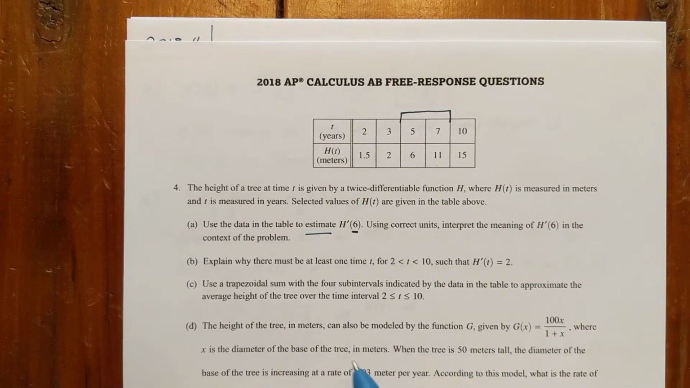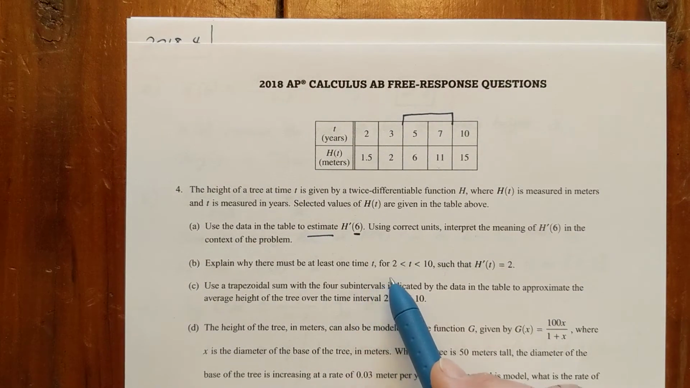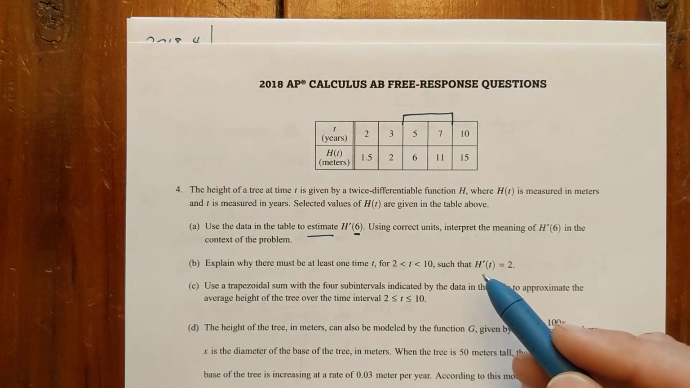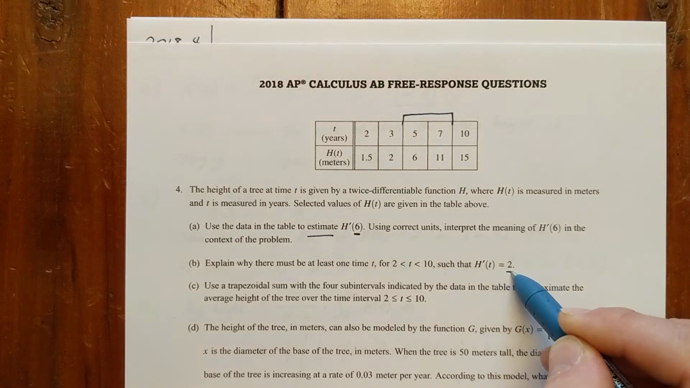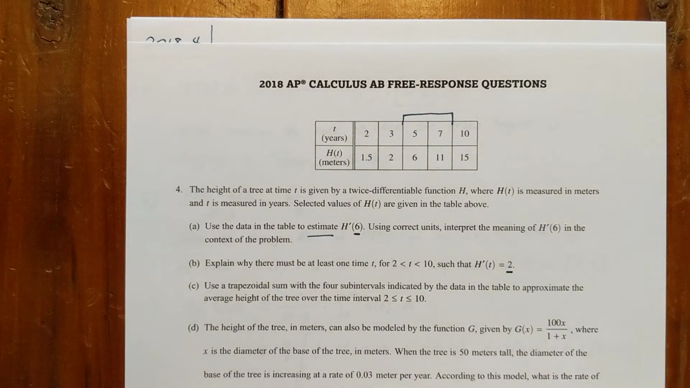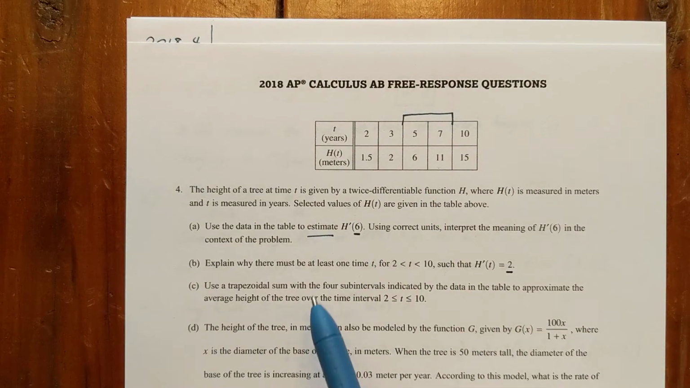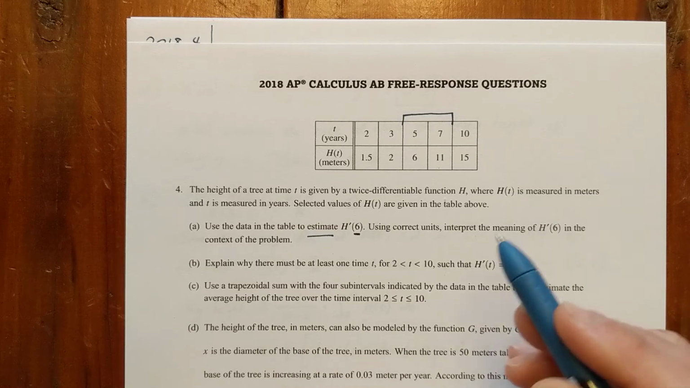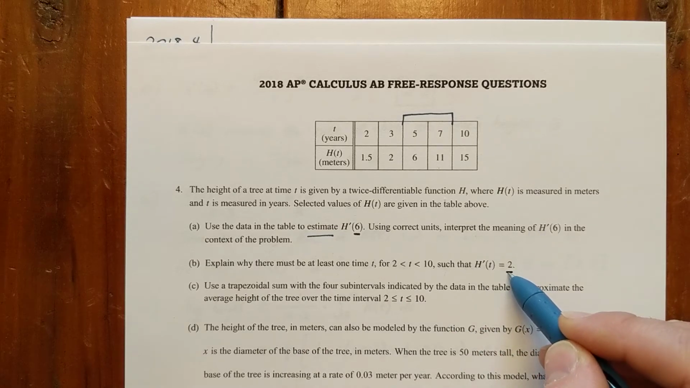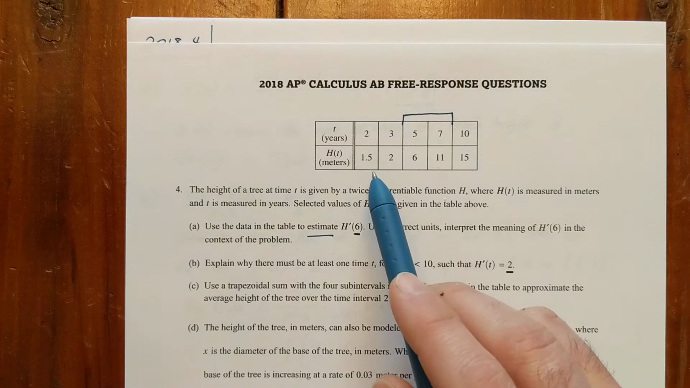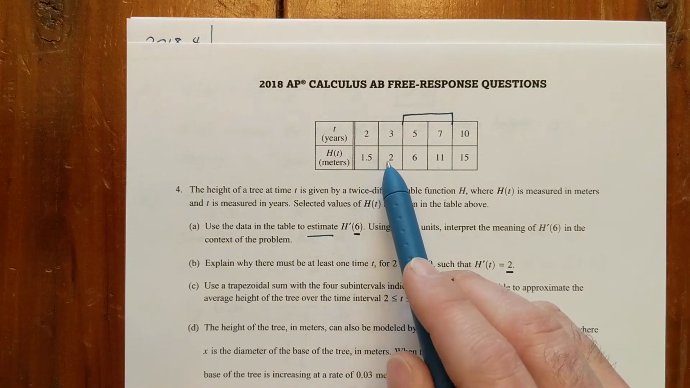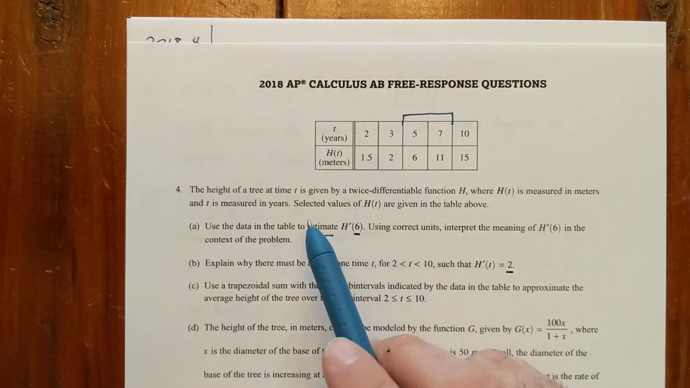Question B, explain why there must be at least one time t in between 2 and 10 such that h prime of t is equal to 2. This again is something, a question type that you're going to see a decent amount, and in almost every case that they do that, the value that they chose here was not random. They chose 2 specifically because if we go back and look at the table, we should be able to find, much like we did in part A, an average rate of change here where that AROC is going to be exactly 2. So I was looking for a spot right here where the change in y divided by change in x would be exactly 2.